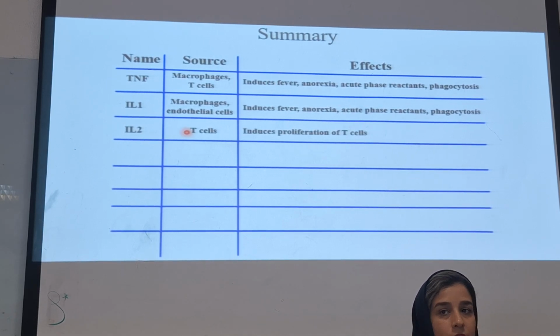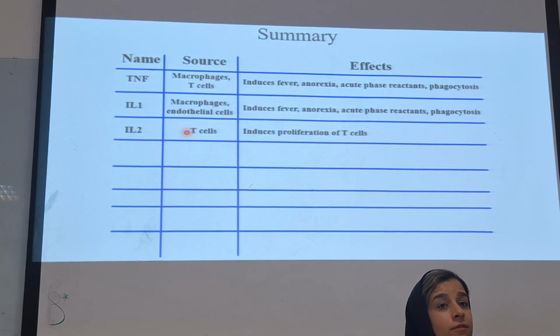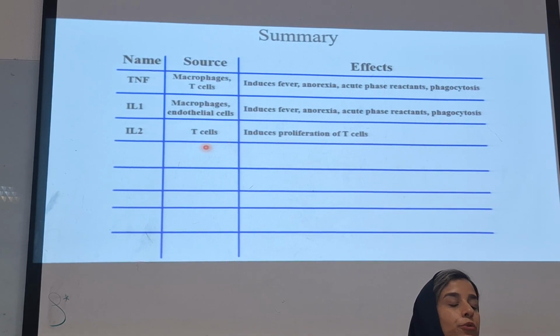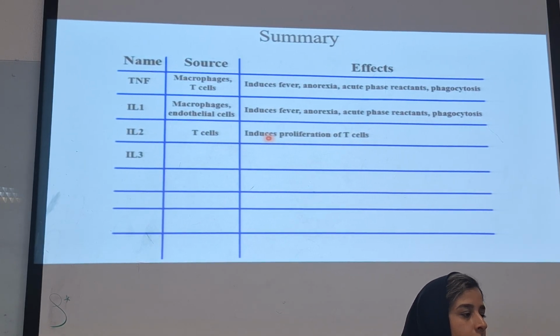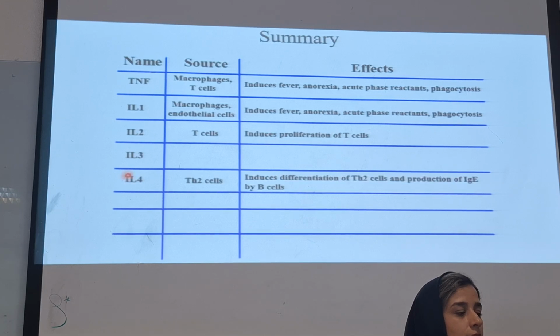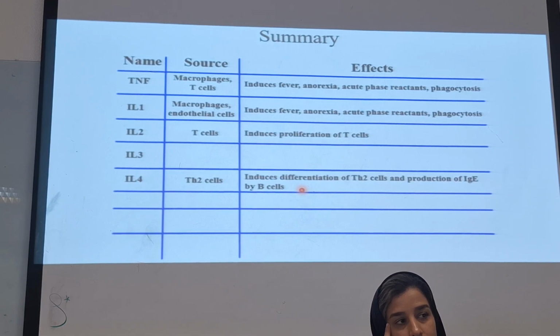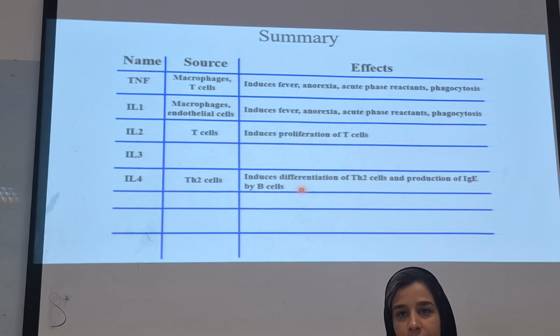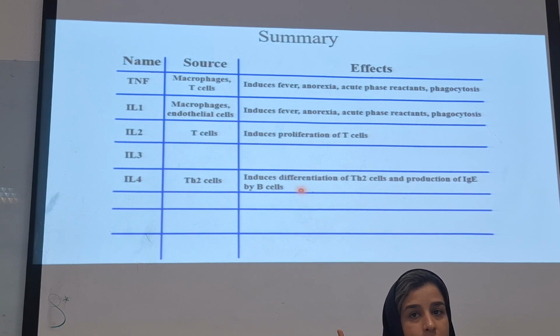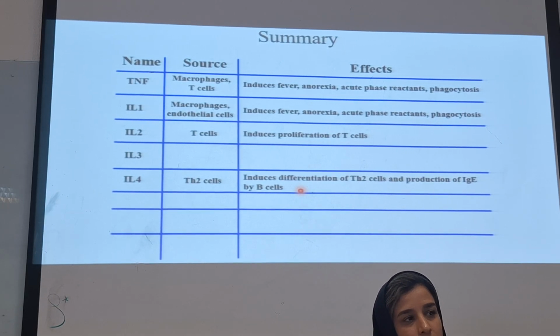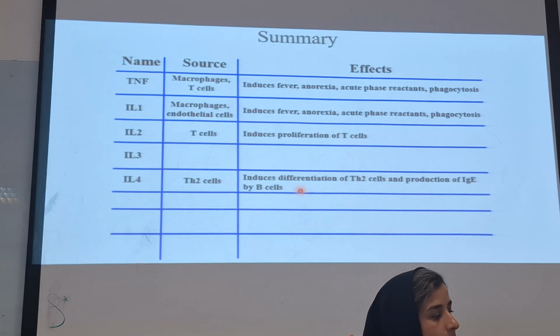And interleukin-2 is regulation of T cells. It is very important for T cells and produced by T cells. And what about interleukin-4? Cytokine of innate or adaptive? Adaptive. And is produced by which cell? T cells. Okay, T helper 2.